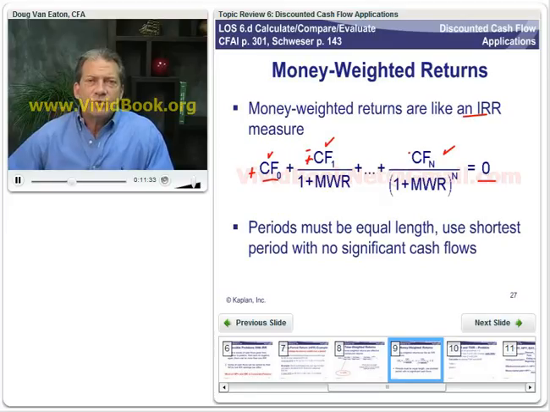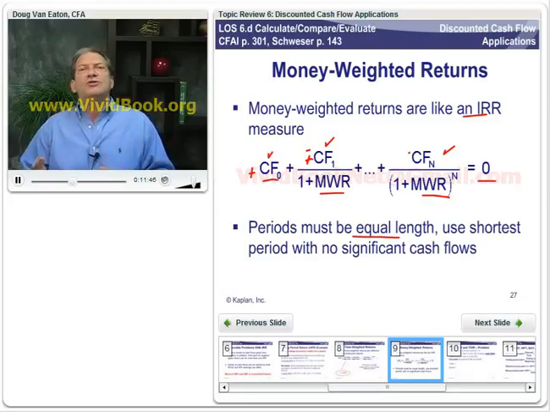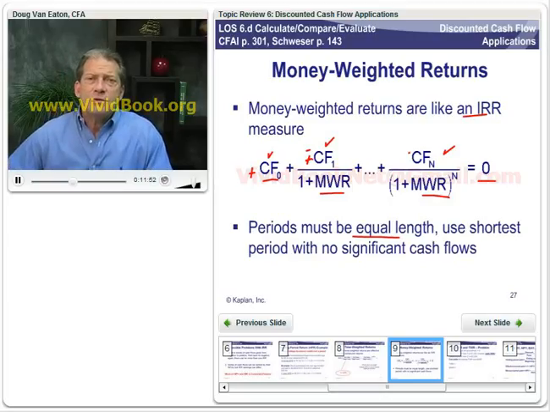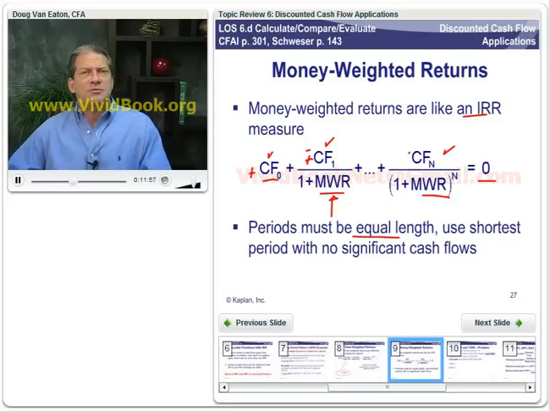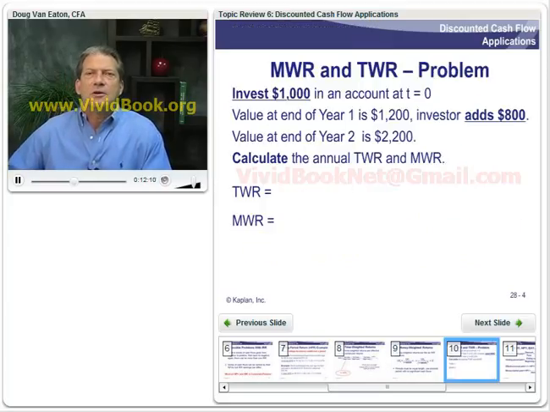Now in this case, we're going to solve for that discount rate that makes this net present value 0. But the periods must be equal length. So we need to use the shortest period during which there are no cash flows in or out of the account. The reason they need to be of equal length is because we're solving for a rate of return, and that rate's got to have a time dimension. So that's got to be a monthly discount rate, or an annual or semi-annual, or every 85 days, whatever fits the problem.